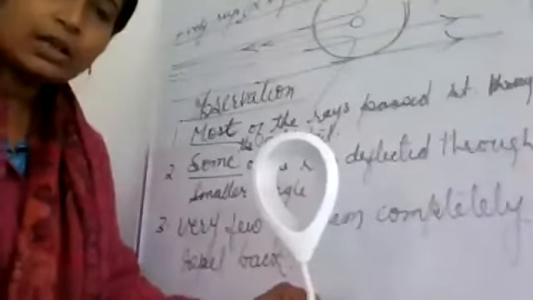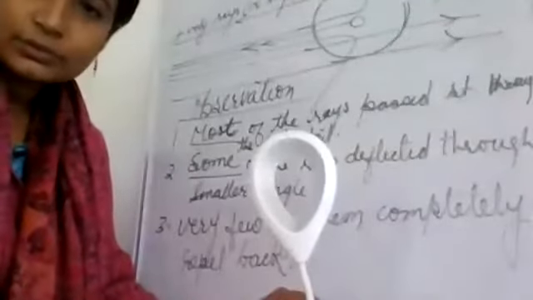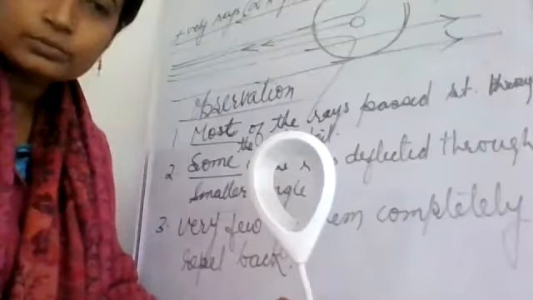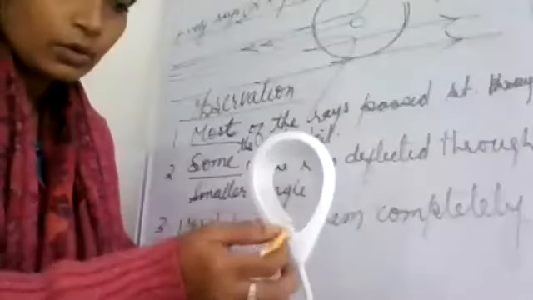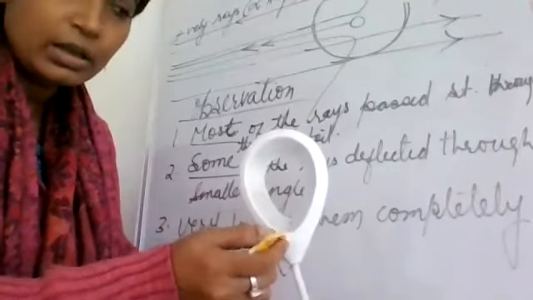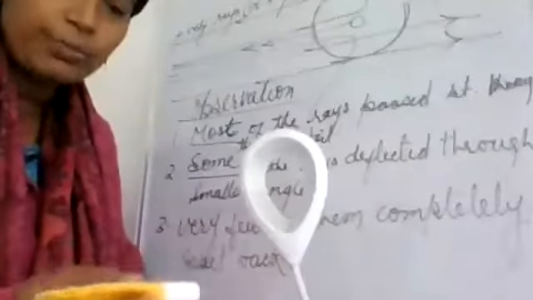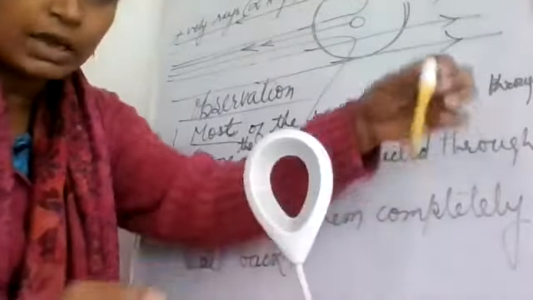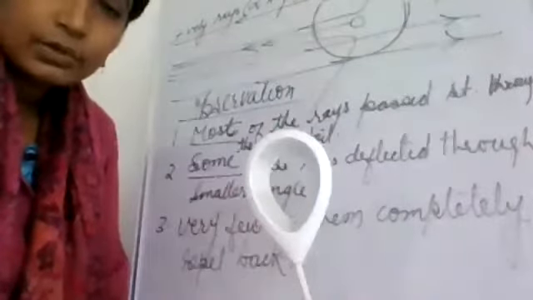Are you getting the thing, class? Yes, ma'am. Okay. So if it is going to strike at this point where it is positive charge, then it is going to repel. If it is going to pass through this point, then it is going to what? Deviate. Thing is clear?